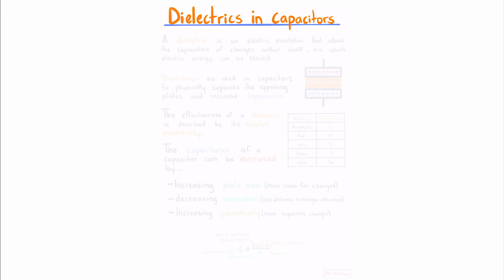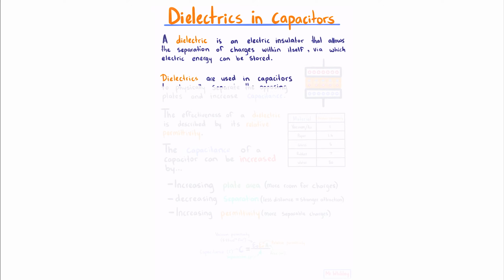Dielectrics in capacitors. A dielectric is an electric insulator that allows the separation of charges within itself, via which electric energy can be stored. Dielectrics are used in capacitors to physically separate the opposing plates and increase the capacitance. So if we have our parallel plate capacitor, we can slap a dielectric in between the plates, which is outlined in orange, and within that dielectric, our positive and negative charges are able to be pulled apart, and within that separation, energy is able to be stored.